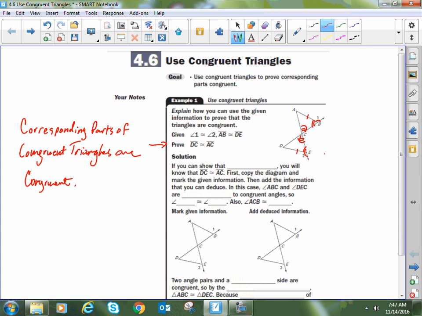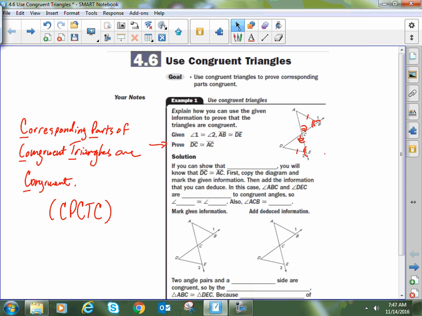So what we do, because we get lazy, is make an acronym. We take the first letter of each word there, and we refer to that as CPCTC. And you could just write that down as your final reason.